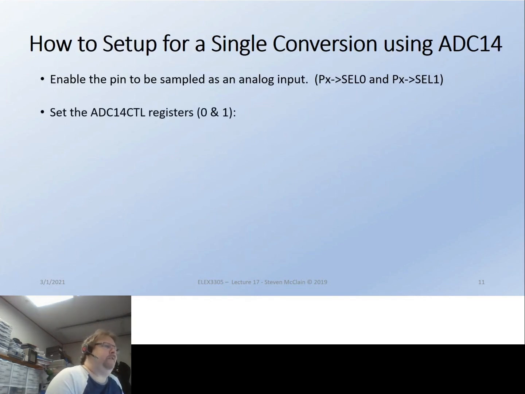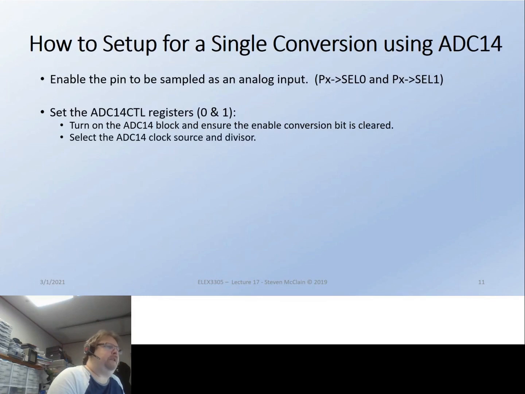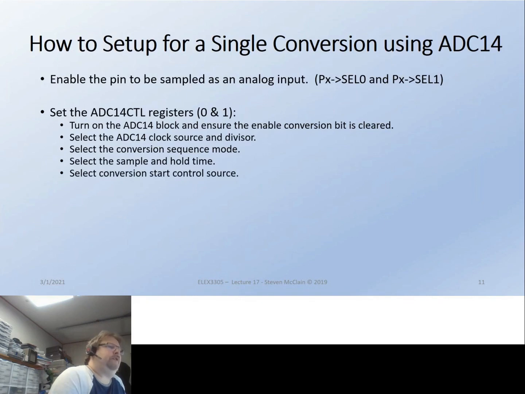Then we got to set the control registers 0 and 1. We want to turn on the block and make sure the enable conversion bit is cleared, and set our clock sources and divider, set our conversion mode, whether we're doing the single conversion or the single conversion repeat or whatever, set the sample and hold time, set the conversion start control source, whether we're going to actually hit that flag or whether it's going to be converted automatically from a timer or something. We're not going to play with timer stuff, so you don't have to worry about that. Set the resolution. I recommend just winding it out full blast because why not?